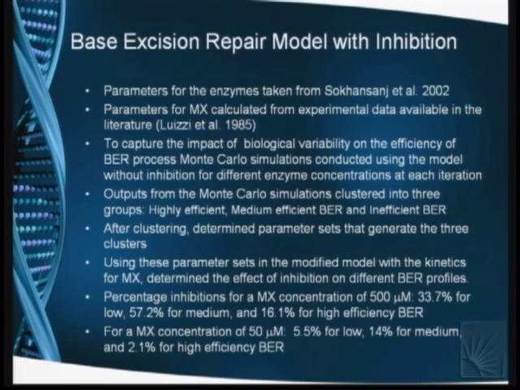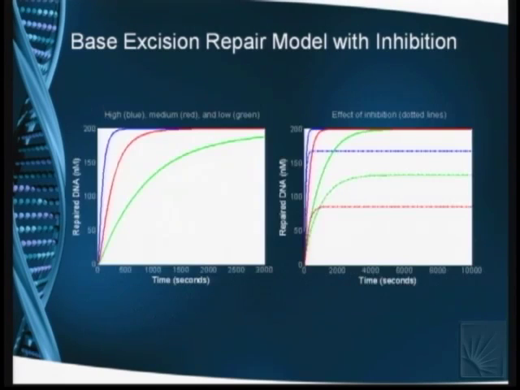And we named them as highly efficient base excision repair, medium efficient base excision repair, and inefficient base excision repair. And we wanted to see the effect of inhibition by methoxamine on these 3 different classes of base excision repair capacity. And we have seen that actually methoxamine can inhibit the medium efficient base excision repair most, whereas it is least effective on the high efficient BER. And I will show you just the 3 clusters we got from the Monte Carlo simulations and through clustering.